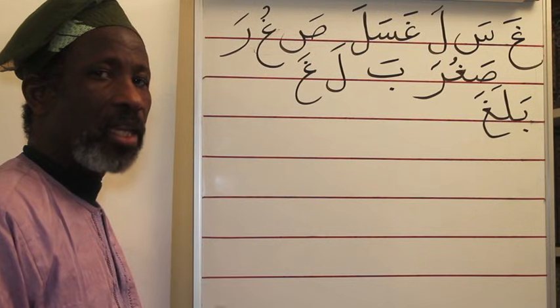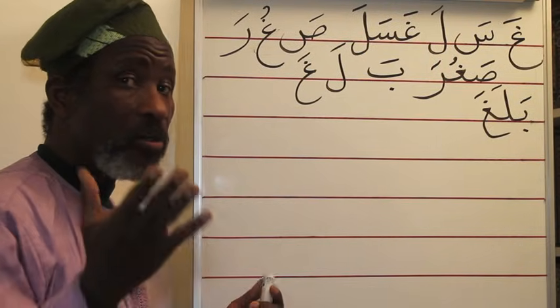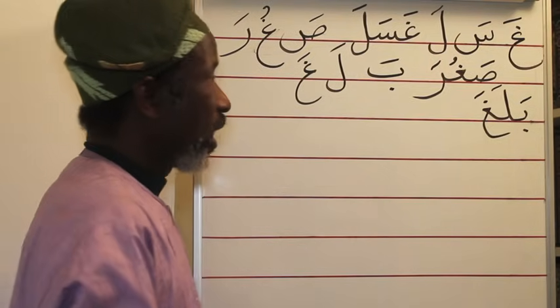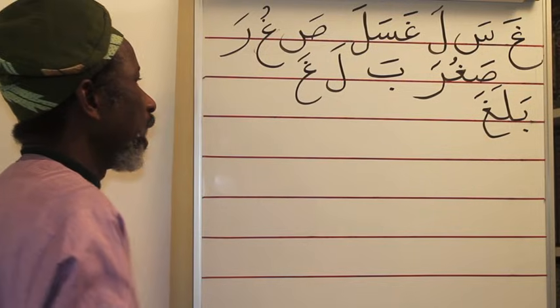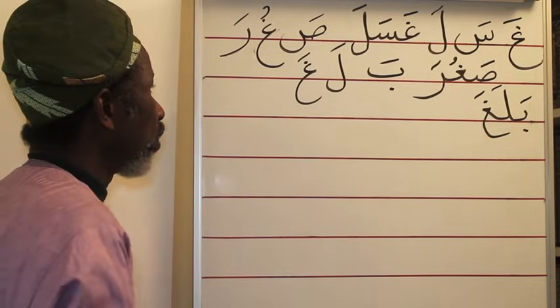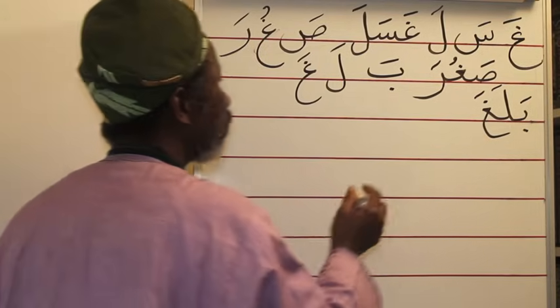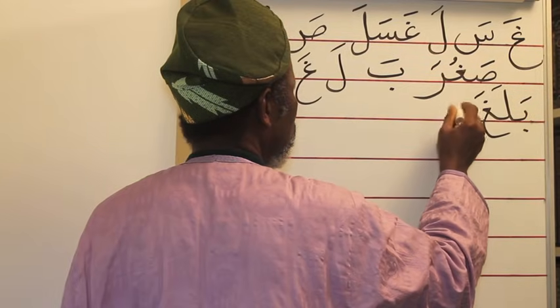Ain, ghain. Next letter is fa. Fa, the beginning. We're still on page 37. So we have falata. Fa.